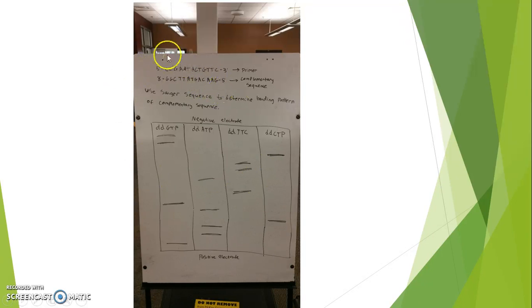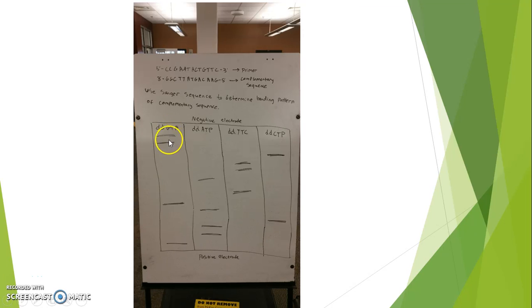And so using the Sanger sequencing, you want it to look like the complementary sequence. You have the ddGTP, the ddATP, ddCTP, ddTTP, and the ddCTP. And so you're just following this complementary sequence right here.